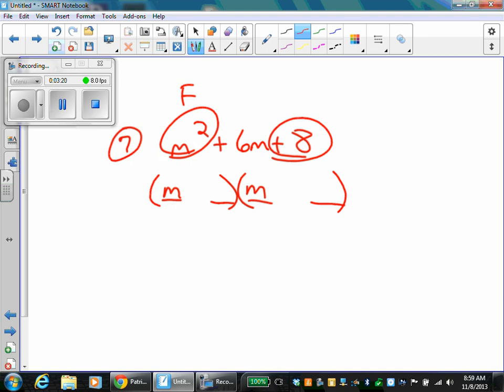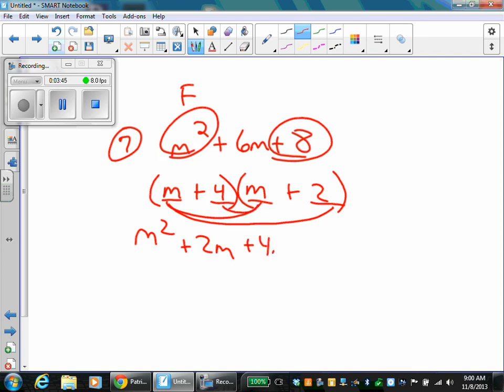And so give me numbers. What multiplies to be 8? I hear 4 and 2, or you could use 8 and 1, but why are we saying 4 and 2? Because it's going to add to be 6. So you put your plus 4 in, your plus 2 in, and so that does work. M times m is m squared. Your outer gives you 2m. Your inner gives you 4m. And your last gives you 8. And when you put them together, you do get a plus 6m in the middle.